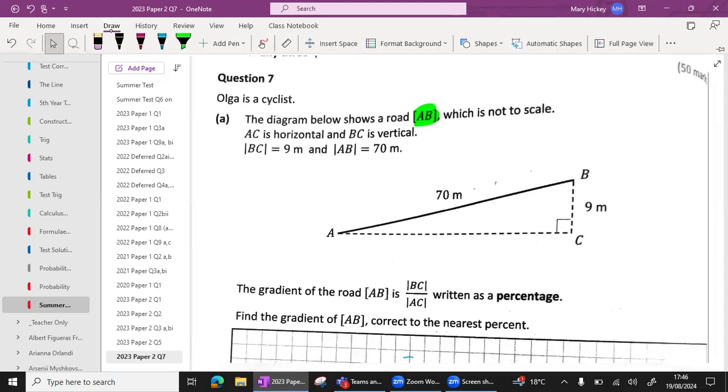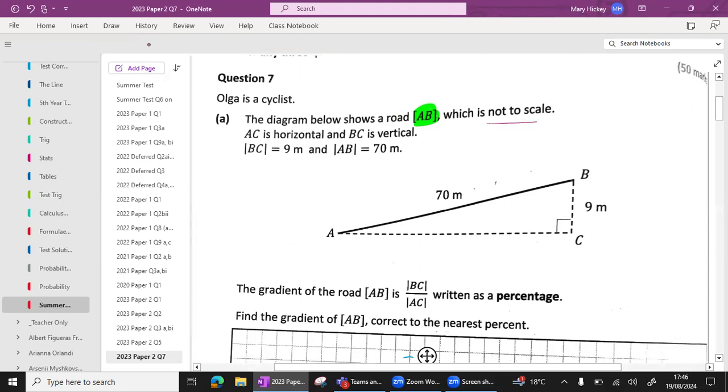And we're told the diagram's not to scale. When we're told it's not to scale, it means that you can't measure it with a ruler, or measure angles with a protractor. You have to calculate rather than measure. AC is horizontal, BC is vertical. The distance from B to C is 9, and the distance from A to B is 70.